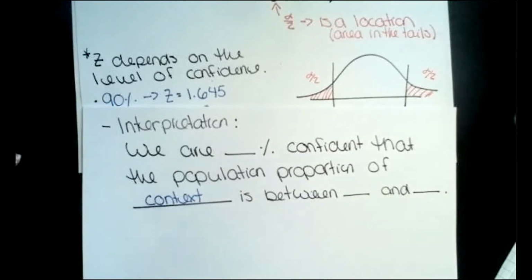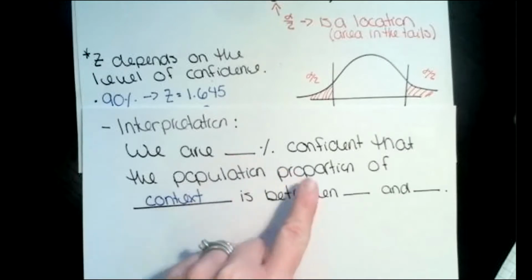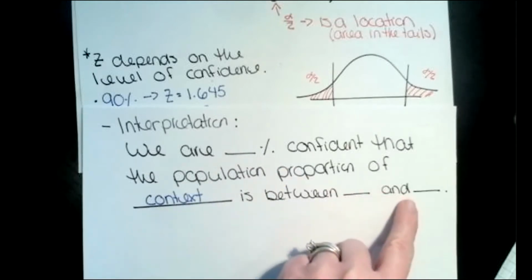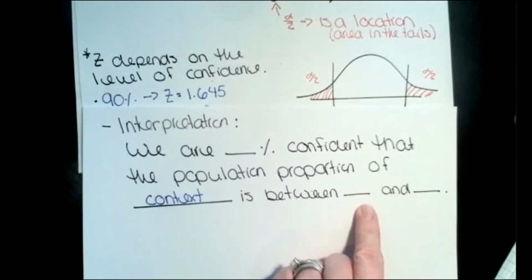Okay. So you're just going to put your confidence level here, and then you're going to put your actual findings from Minitab here for your two values. Remember, you always put your lower bound and then your upper bound. So you always write numbers from smallest to largest. On the left, you put your smallest number, and on the right, you put your largest number.